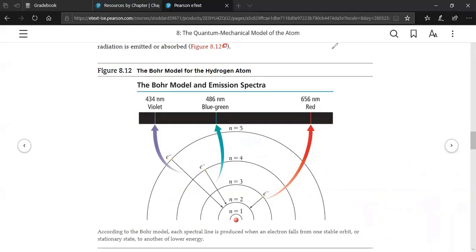There's only certain ones you can have, and each orbit is labeled with a number, designated by the letter n. You can have n equals 1 for the smallest orbit, n equals 2 for the next bigger orbit, n equals 3, n equals 4, n equals 5, and then they keep going on from there. You just get bigger and bigger orbits. So the Bohr model has that idea that those orbits are quantized, and the labels for those orbits are the value of n. n is called the principal quantum number.